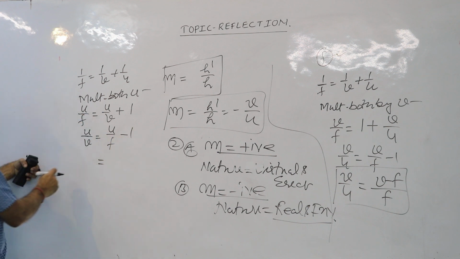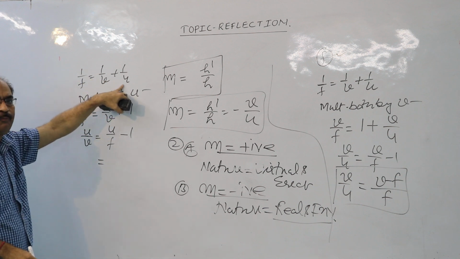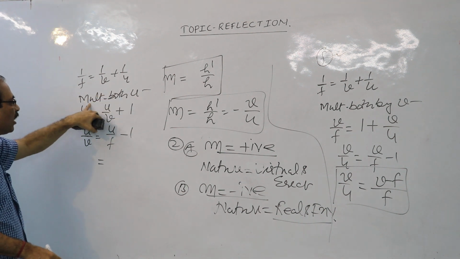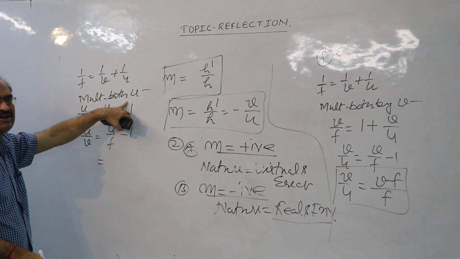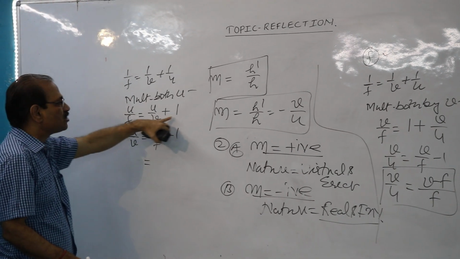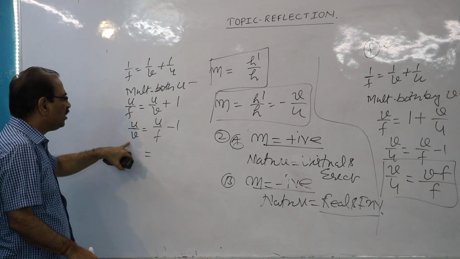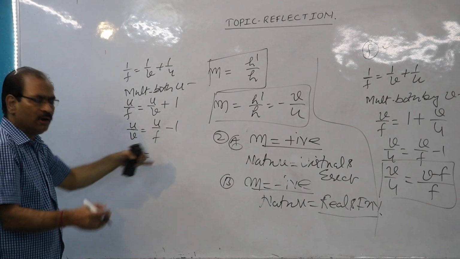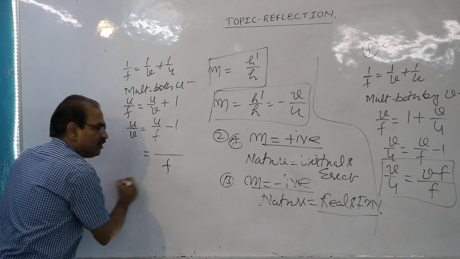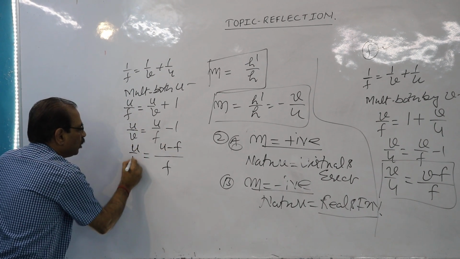I repeat once again, 1 upon f is equal to 1 upon v plus 1 upon u is the mirror formula. We are now multiplying both the sides by small u. So it will become u upon f is equal to u upon v plus 1. 1 is transferred over there. So u upon v is equal to u upon f minus 1. Let us take LCM. F will be the LCM. So u upon v is equal to u minus f divided by f.